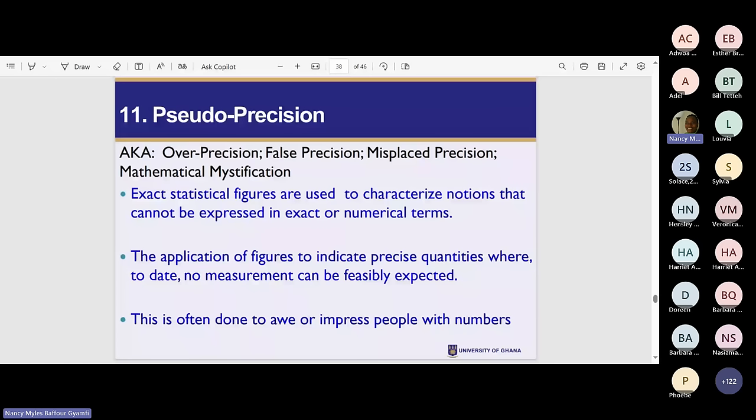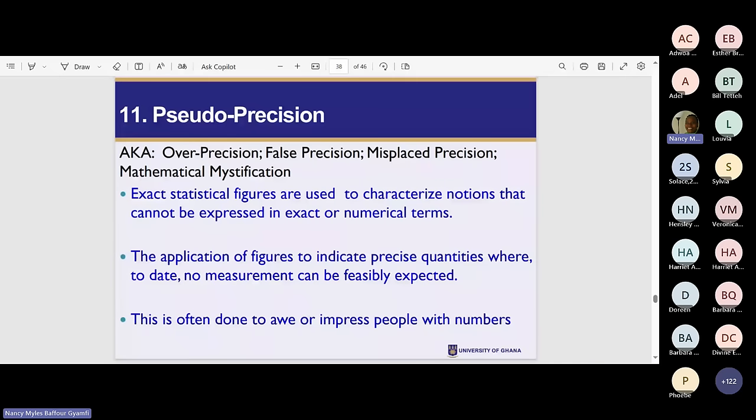Okay. Now, pseudo precision is also a fallacy. When do we say you are being pseudo precise? Pseudo means pretending to be. It is false. It's not genuine. Remember pseudo scientific statement in unit 7. Okay. Look at the various names we give to it. Over precision, false precision, misplaced precision, mathematical mystification.